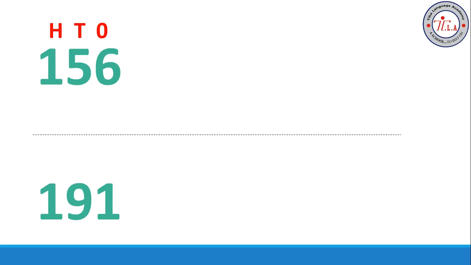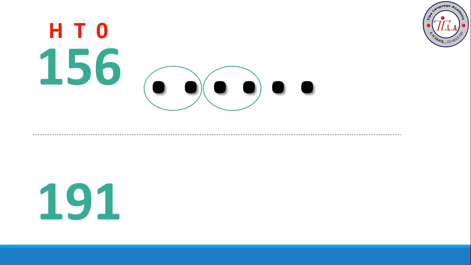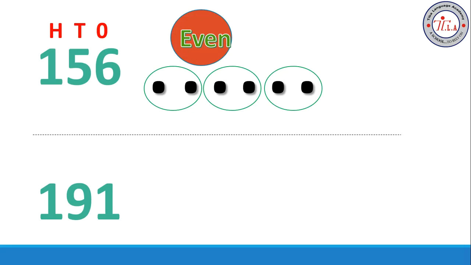Let's make our dots: 1, 2, 3, 4, 5, 6. And our circles: 1, 2, 3. Is there any dot left for us? No. So number 156 is an even number. Okay, here 191. Look at the number in the ones place, which is number 1. Is number 1 an even or odd number? We know that number 1 is an odd number. So 191 is an odd number.